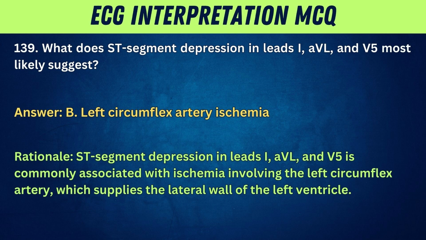Left circumflex artery ischemia. Rationale: ST segment depression in leads I, aVL, and V5 is commonly associated with ischemia involving the left circumflex artery, which supplies the lateral wall of the left ventricle.